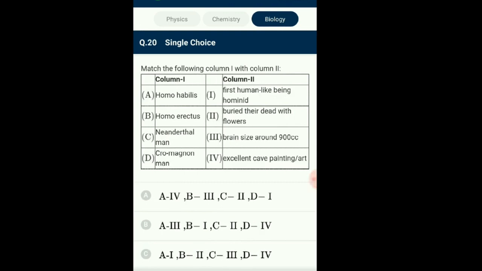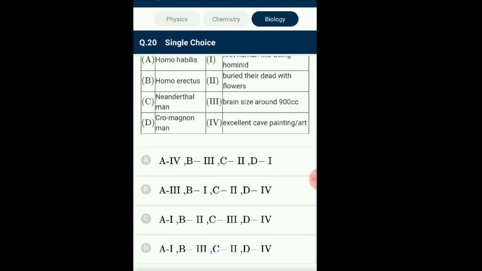Question number 20. Match column 1 with column 2. The first human beings, the hominid, was called Homo habilis. Neanderthal man buried their dead with flowers. Homo erectus had a large brain of around 900 cc. Cro-Magnon man were known for excellent cave art paintings. So the correctly matching option is option D.